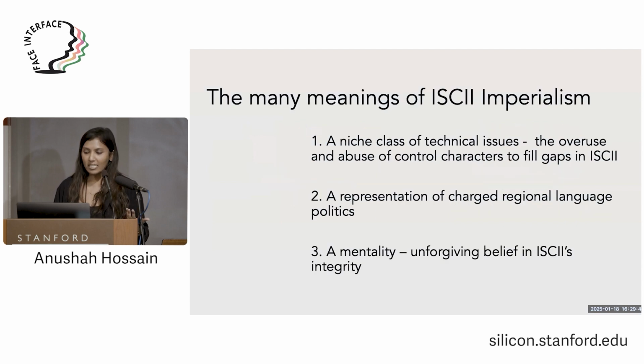So, what is ISCII imperialism? In one sense, it refers to a very niche set of technical troubles, essentially Unicode's overuse and abuse of control characters, these ZWJs and ZWNJs and Brahmic characters, that were increasingly applied to handle the idiosyncrasies and the breadth of Indic scripts that seem to stem from ISCII. For user communities, ISCII imperialism also represented the antagonisms of regional language politics that were being read into the motivations and outcomes around Indic encodings.